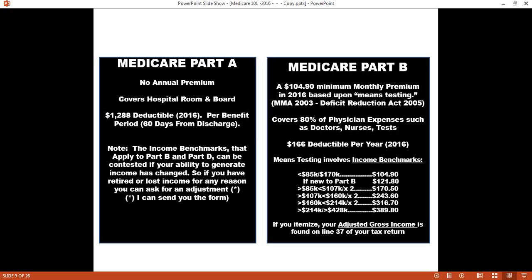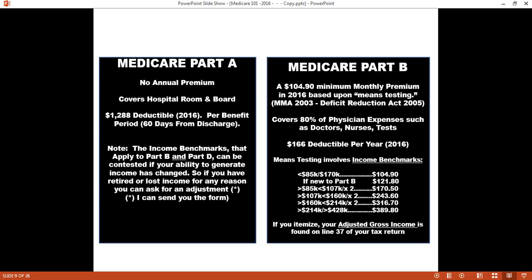Now with Part B, there is a premium associated with Part B. So the majority of people who already have Part B pay $104.90 per month for that Part B. When I say the majority, about 70% of the people pay that amount, $104.90. And in 2003, the Medicare Modernization Act came along, and the Deficit Reduction Act in 2005 came along. And what that did for the first time is it applied income benchmarks and means testing to the Part B premium. So what does that mean?